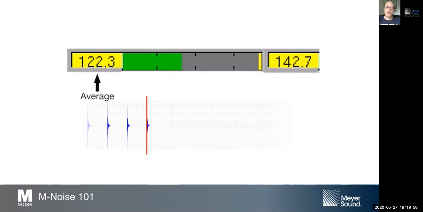1, 2, 3, 4. As long as I hit it with the same intensity, we have a peak value of about 142, 143 decibels, and the average value remained about the same. So at this point, that crest factor looks to be somewhat stable, looks to be somewhat stationary. But watch what happens if we hit the drum even more often, that is to say, more rapidly.